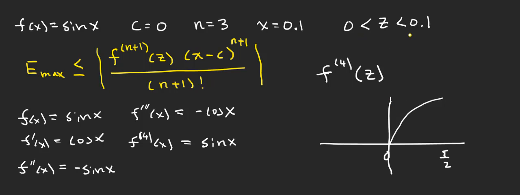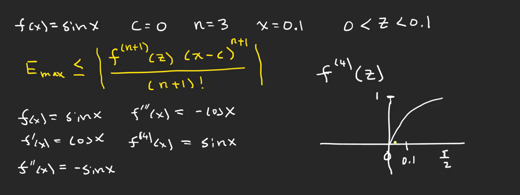Now let's look at the interval. z has to be between 0 and 0.1, which is about here. And what is sine of pi over 2? Sine of pi over 2 is 1. So 0.1 is about here. Now, which value of z? You know that since sine x is increasing, sine of 0.1 will give you the maximum value.